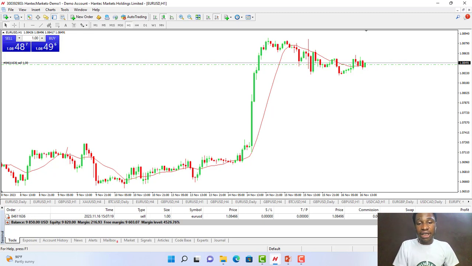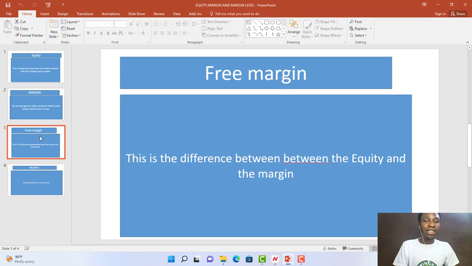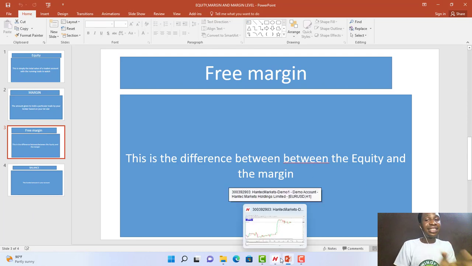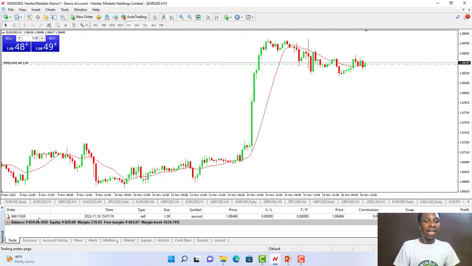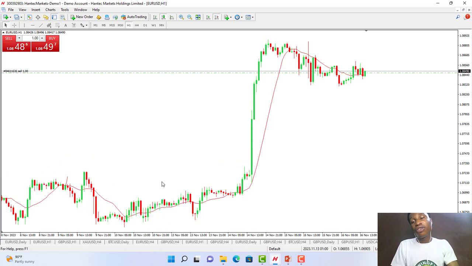Not only that, we talked about the free margin. So what is the free margin? This is the difference between the equity and the margin. Just subtract the margin from the equity, you will have your what? Your free margin. Subtract the margin from your equity, you're going to have your free margin.